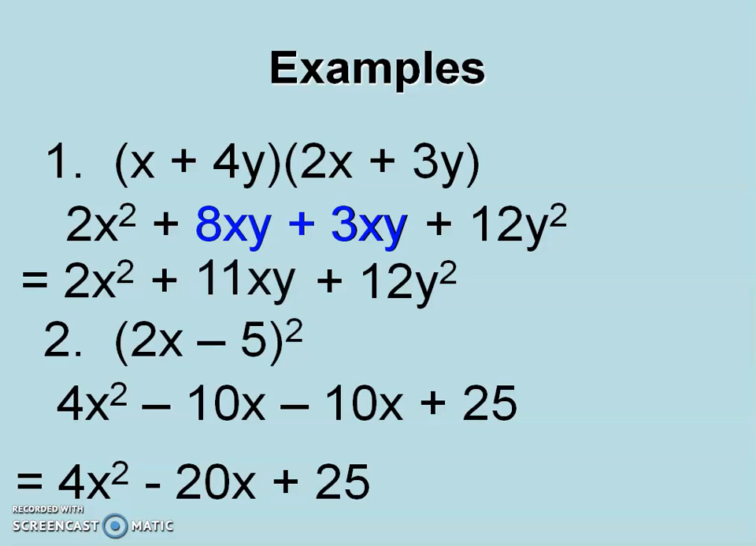But this is an important reminder that if you have one binomial squared, what that really means is 2x minus 5 times 2x minus 5. So that is a product of 2 binomials, and I would FOIL that. This is what I would end up with, and when I group the like terms, this is what I get. And that's it.